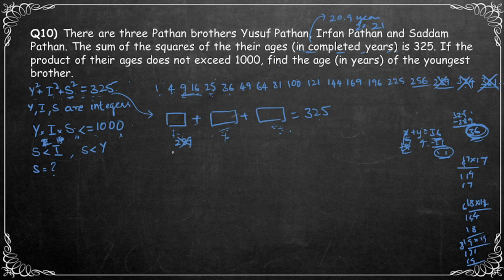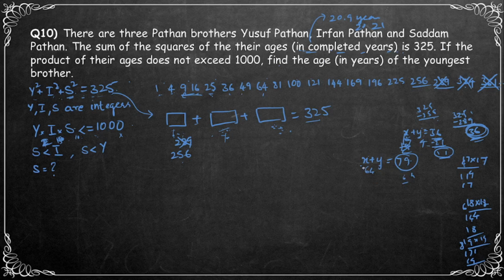Let us take 256. If I take 256, there is room for two numbers such that x plus y is equal to 325 minus 256, which is 69. Right? So I need to find two numbers such that their sum is 69. If I start at 64 as x, the other number should be 5, so that is not a possibility.